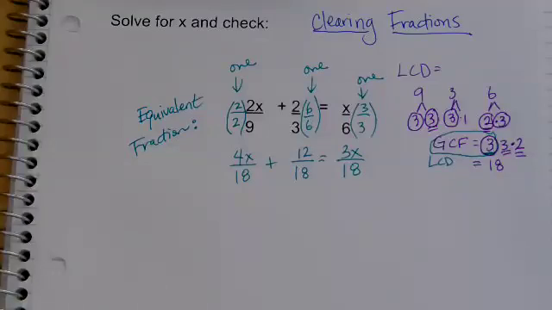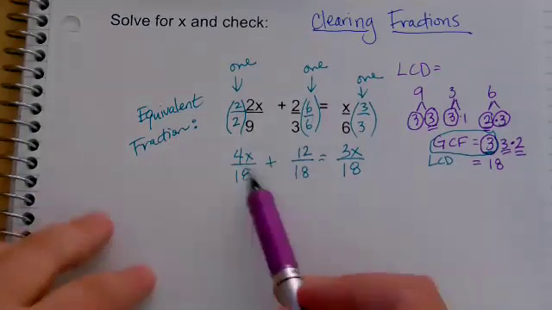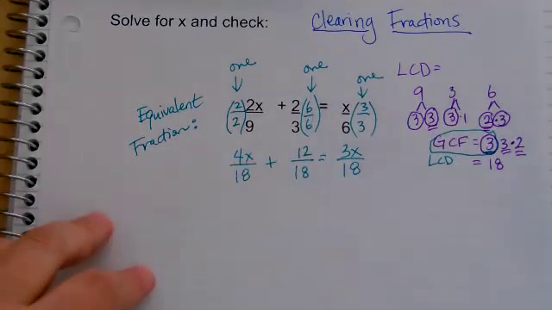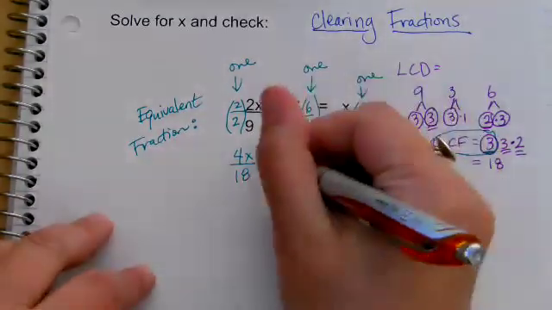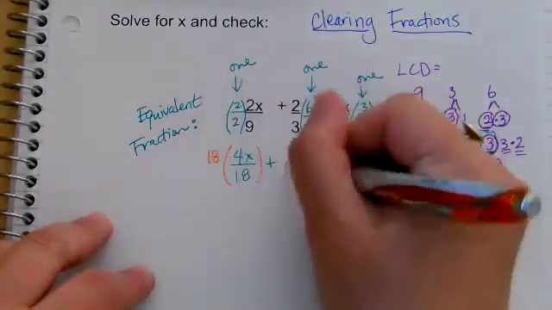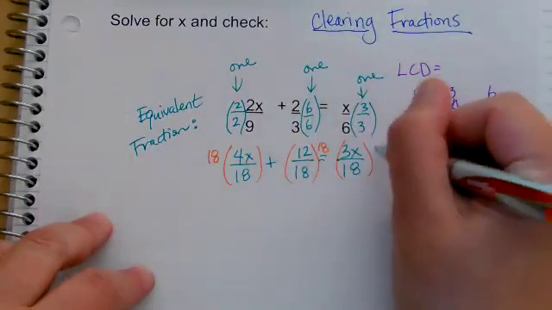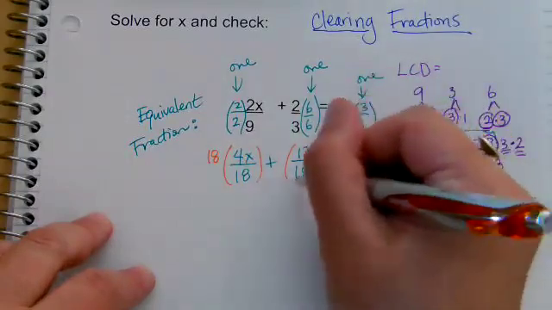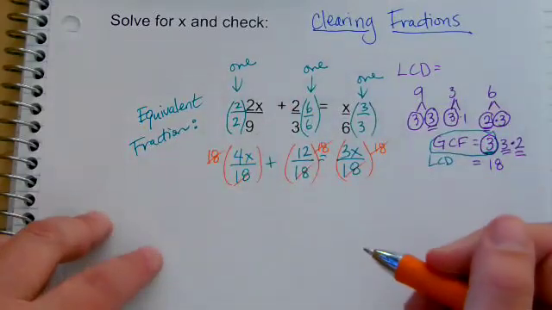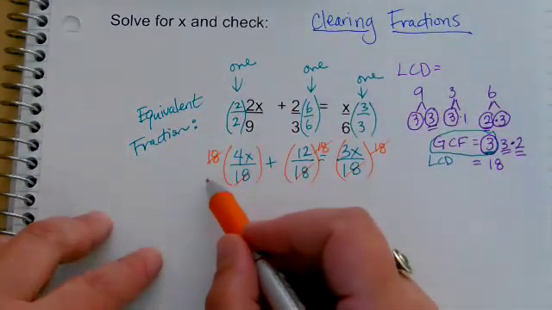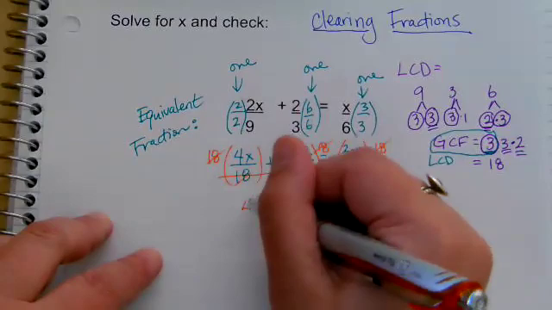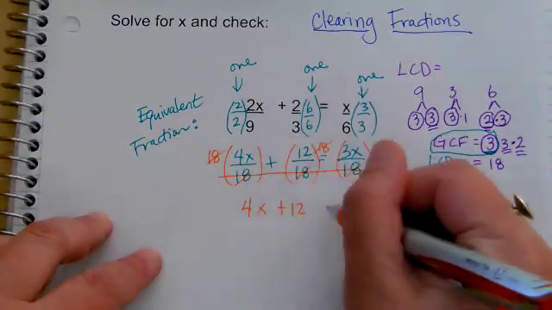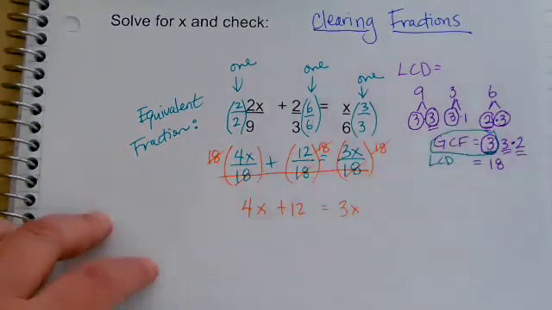Okay, now we have the idea that all of the denominators are the same. So the way we're clearing the fractions is, if everything is being divided by 18, then I can multiply both sides by 18. As long as I do the same thing to both sides, the 18 divides by the 18, that's like a cross cancel, right? Or sometimes people will just cross the denominators out and say, okay, I'm going to now solve 4x plus 12 equals 3x.